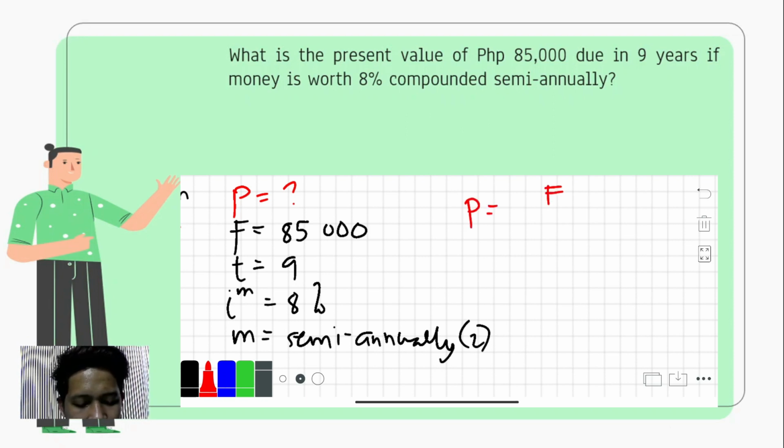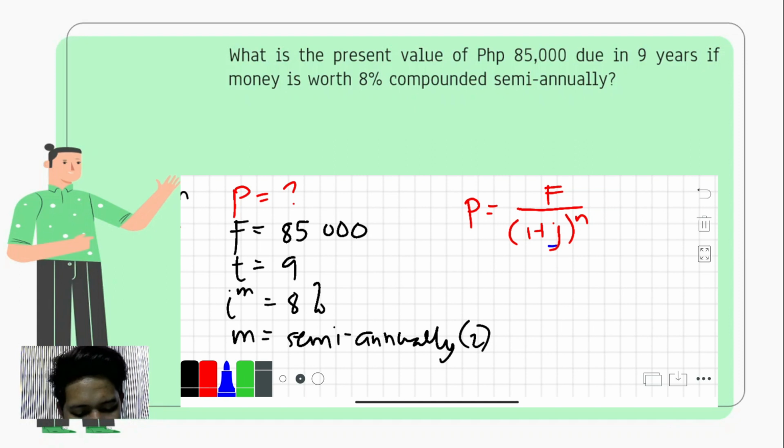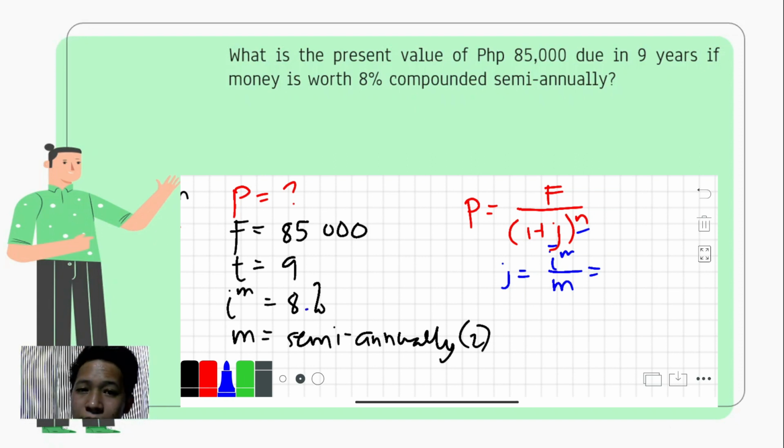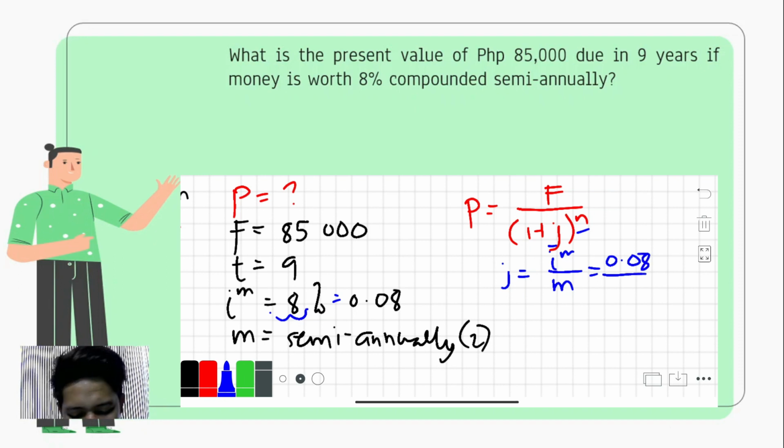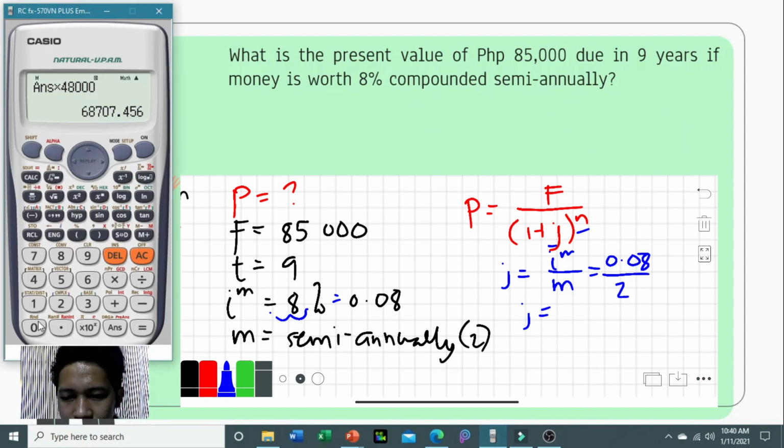We have P equals F over 1 plus J raised to N. Pero, hahanapin muna natin si J at saka si N. So, J is equal to our nominal rate over the frequency of conversion. So, we have our nominal rate. So, kapag kinonvert natin ito into decimal, that is equivalent to 0.08. So, we have 0.08 over semi-annual, that is 2. And simplifying this, using our calculator, we have 0.08 divided by 2. That would be 0.04. So our J is 0.04.